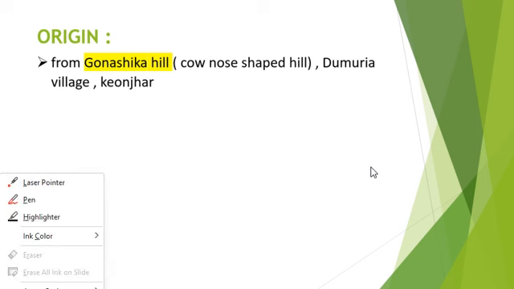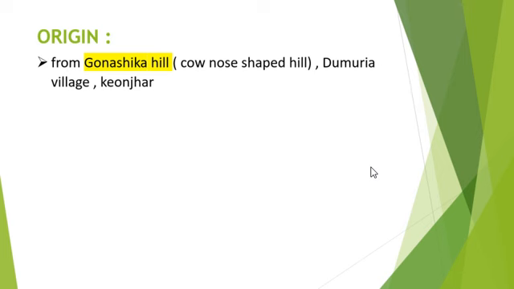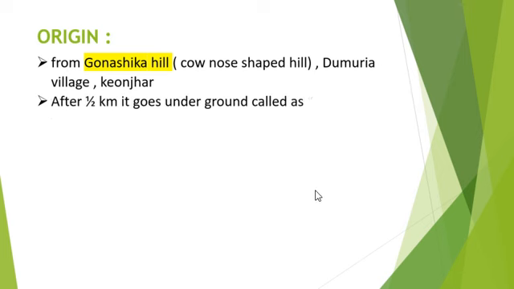So then go to the next point. After half a kilometer, it passes underground, so it is called Gupt Ganga. Gupt means hidden. It is not shown to the outside, so after half a kilometer, as it goes underground, its name is Gupt Ganga, or many people call it Gupta Baitarini.